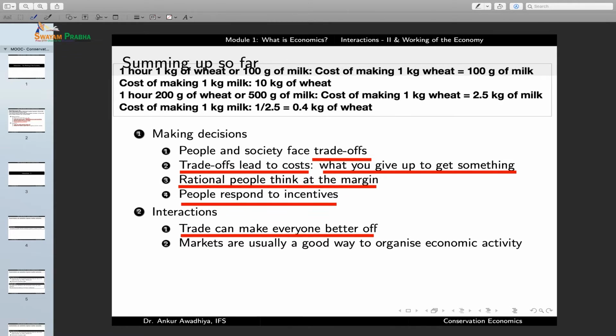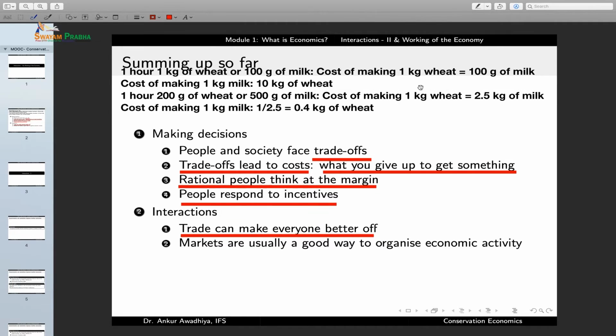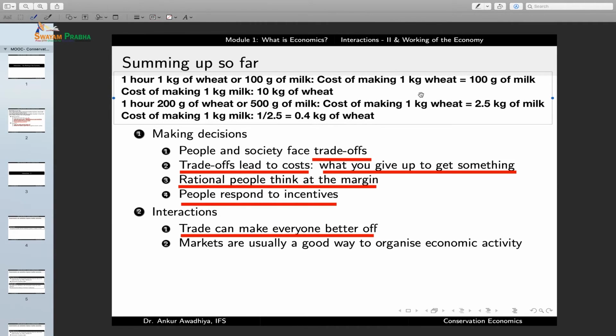Now, what we are seeing here is that if I can make wheat at a cheaper cost, it would also mean that I would be making other things at a much greater cost. So there is always a comparative advantage between two or more people. And trade makes everyone better off by permitting people to concentrate their resources, to concentrate their time into making things that they have the highest comparative advantage in.